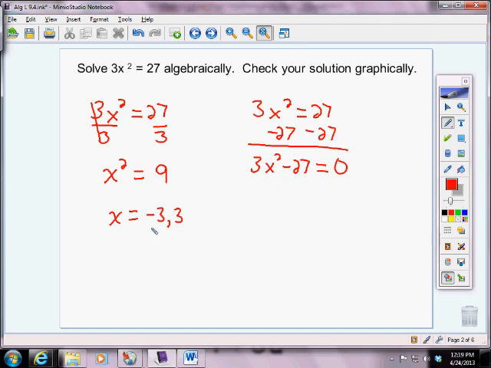In this problem, we were able to solve it algebraically. But what about the problems where we're not able to? This is what we're going to do. You solve so it's equal to 0, and then you graph it just like we practiced in the last lesson.